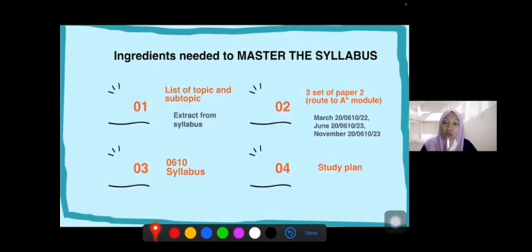Okay, number 2. Prepare 3 sets of paper 2. I call this module the Route to A star module. In this module, I have printed March 20/0610/22. This is the March paper 2 that the Indian students took, but it's okay, we just use it. Okay, June 20/0610/23. And November 20/0610/23. Always use the latest set of questions.